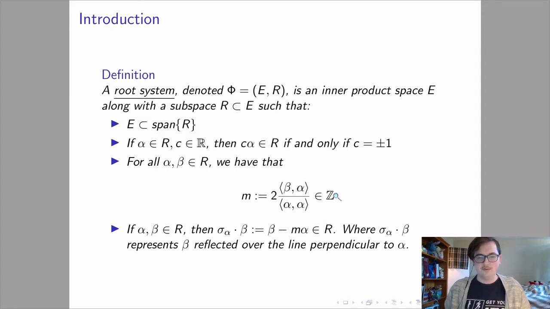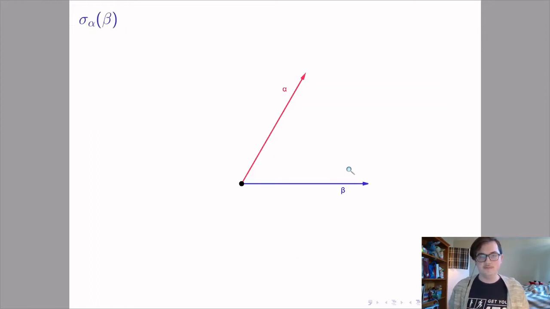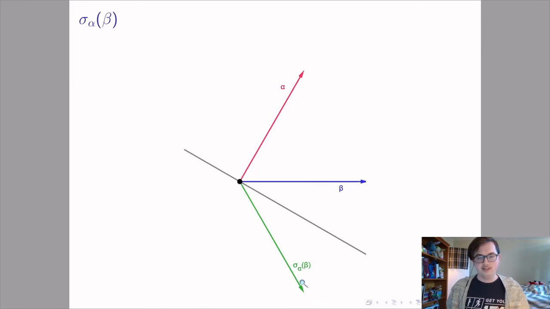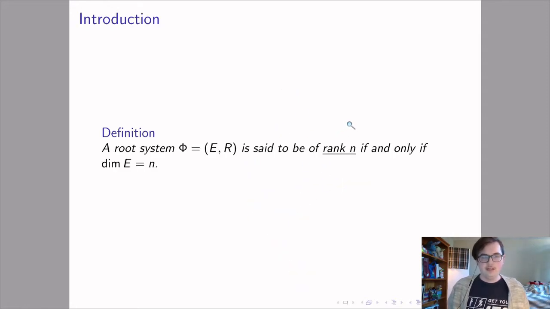And here, this sigma alpha of beta represents taking beta and reflecting it over the line that's perpendicular to alpha. So I'll show that here. If we start with this vector alpha, this vector beta, and try to find sigma sub alpha of beta, what we do first is look at the line perpendicular to alpha, and then reflect beta over that line. So that's the output of sigma alpha of beta. The idea is that if these are roots, then this is also a root. We also say that a root system phi is of rank n if and only if the dimension of its inner product space is n.